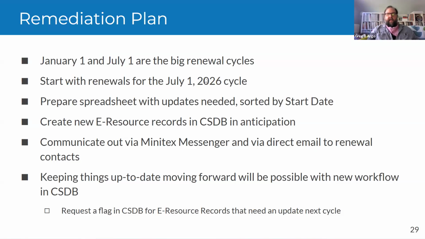We might request a flag from the developers so that we can flag e-resource records that are going to need an update next cycle. And I'd like to continue to use Simon's process to check for what things need updates. I think that we'll be aware of some of them, but some of them may slip under the radar.